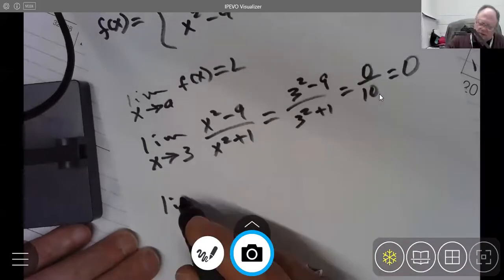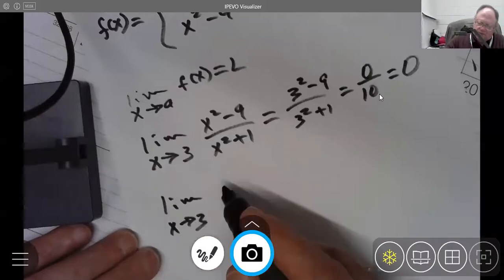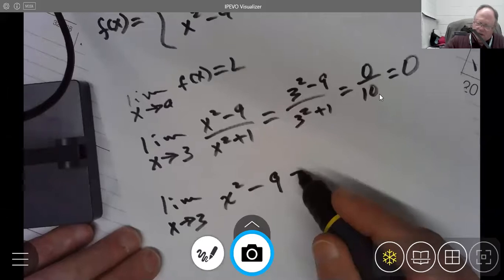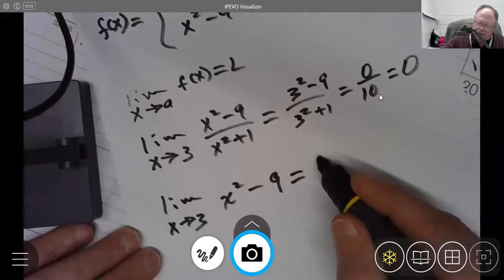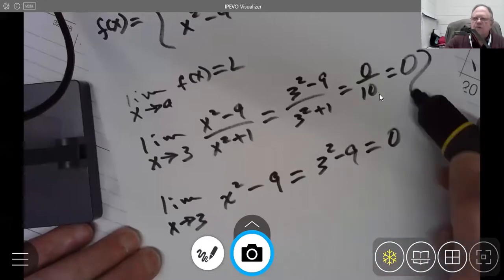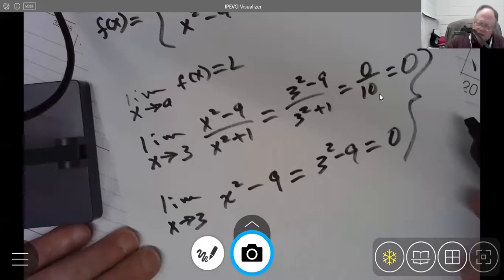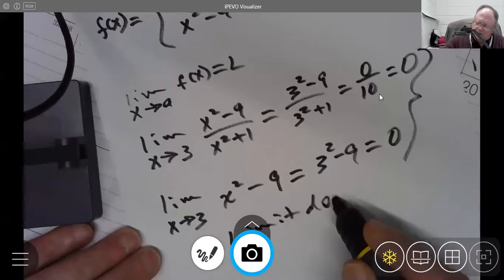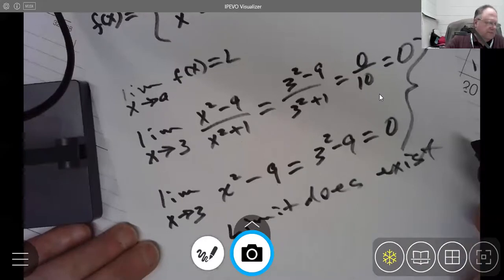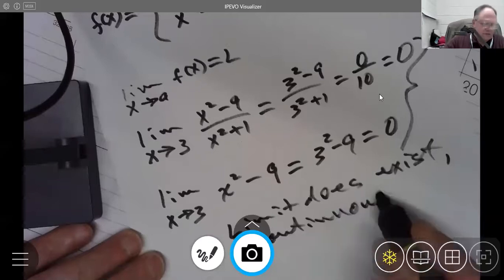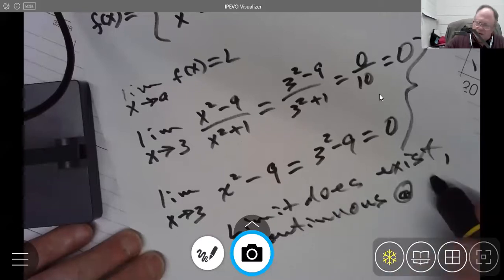And so this will be the limit as x approaches 3 for, and then we look at the second one, x squared minus 9. And so that'll be 3 squared minus 9. That'll also be 0. So since these two are the same limit, then we can say the limit does exist and is continuous at x equal 3.